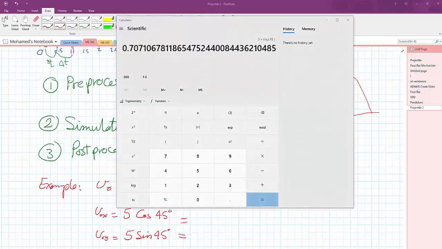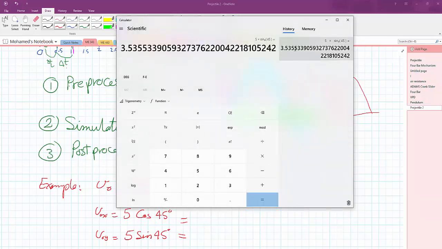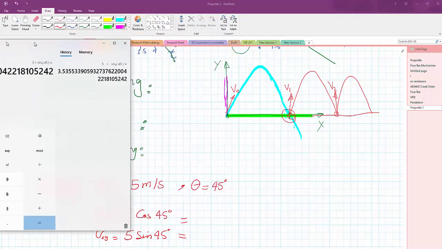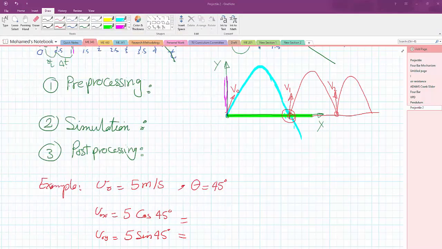So I would like to calculate the initial velocity in the x and y direction. They are going to be exactly the same because the sine is equal to the cosine of 45 degrees. If we compute this velocity, it will be 3.535 meter per second in both directions. So we'll input our initial velocity: 3.535 meter per second in x, 3.535 meter per second in y. Those are the values that we would like to use in our initial conditions.